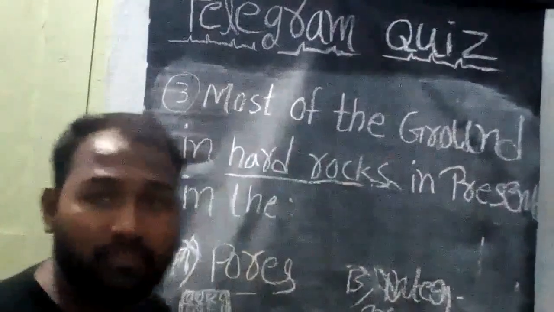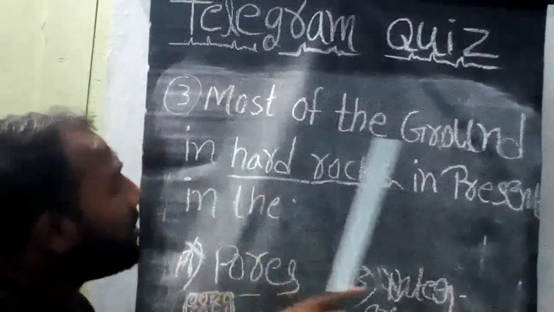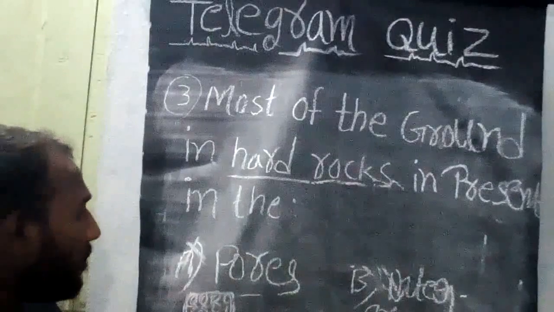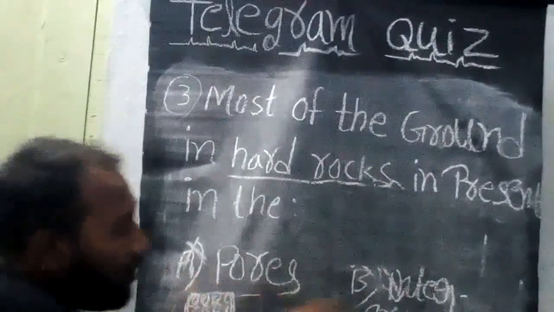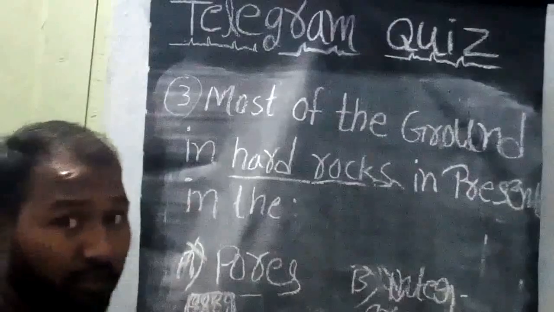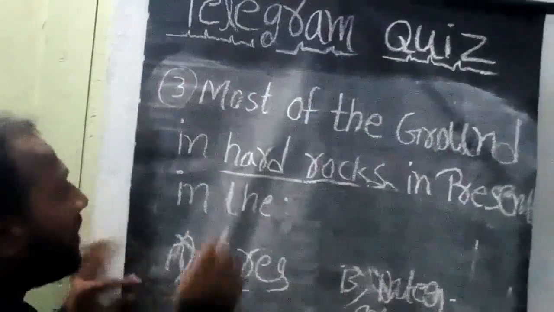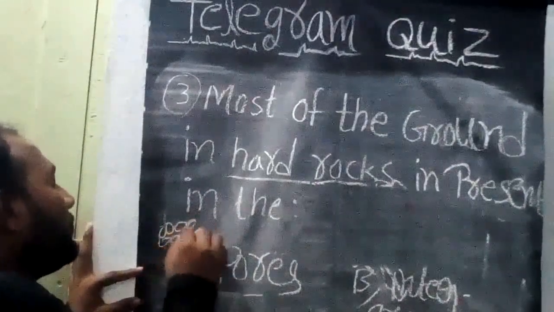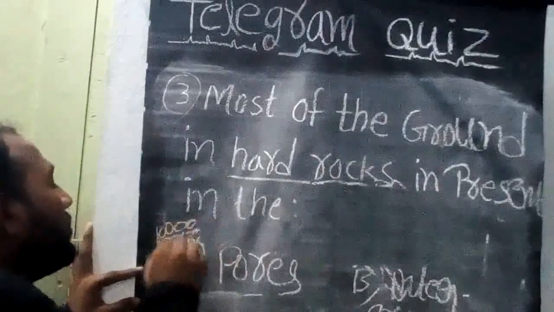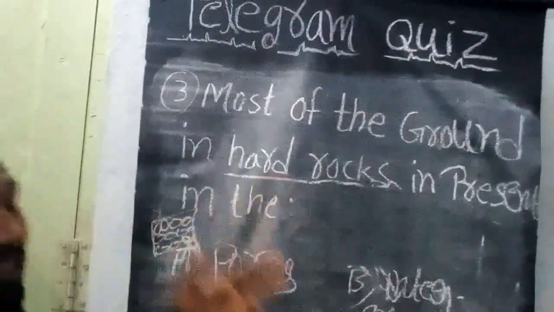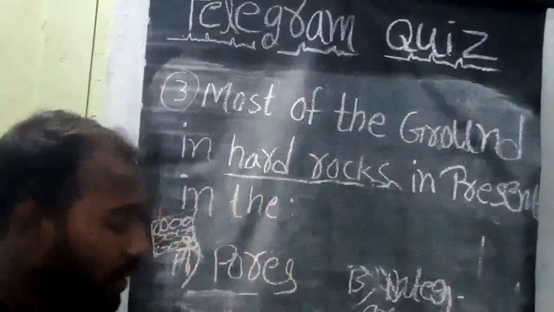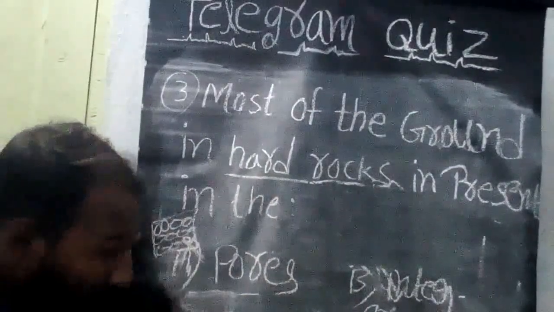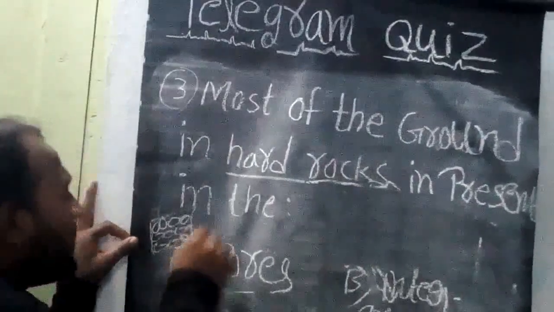Next, third question. Most of the groundwater in hard rocks is present in the. Here are three options: A pores, B intergranular spaces, C cracks and joints. Only sedimentary rocks have the pores to store water or allow water into the rock. Hard rocks don't have pores because of the compacted grain structure. So pores is the wrong answer.